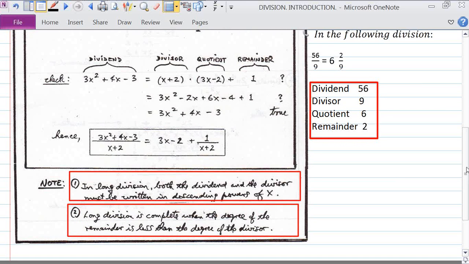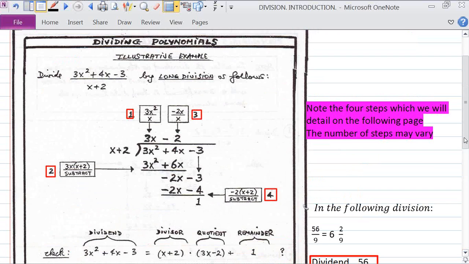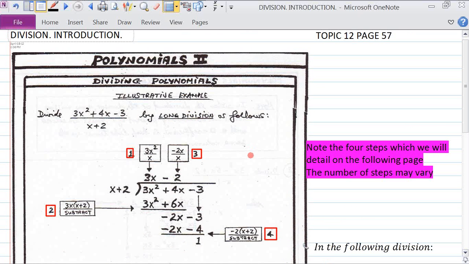So if we were, for example, doing 56 divided by 9, 9 sixes are 54, and we would have 2 left over. So the dividend would be 56, the divisor would be 9, the quotient would be 6, and the remainder would be 2. And as we said, there are 4 steps in this problem, so we're going to illustrate them in a lot more detail.